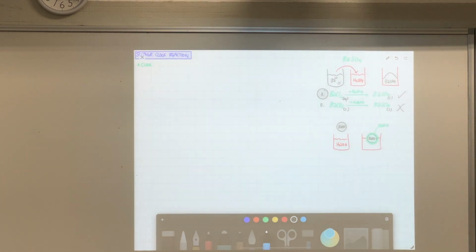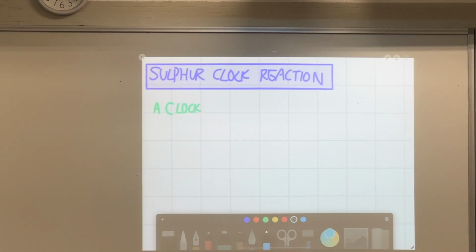Okay, so back to where we started. Sulfur clock reaction. So what is a clock reaction? A clock reaction is a reaction that will produce an observable event after some time. You actually have done one clock reaction. You may not know it, but you have done it. When you mix metal with acid, what will you see?